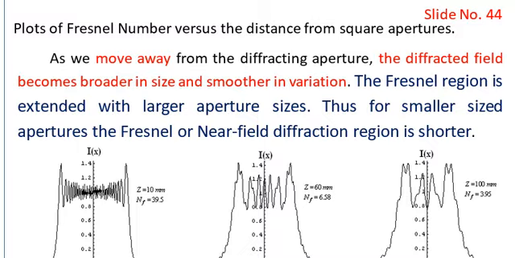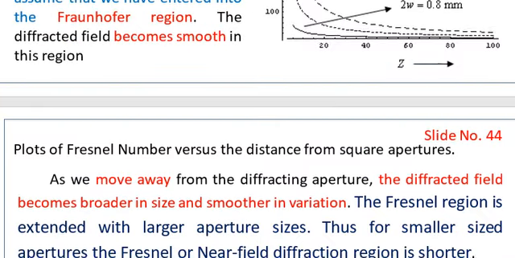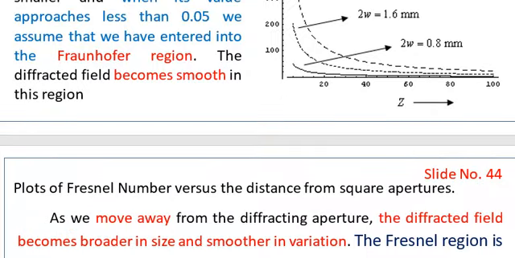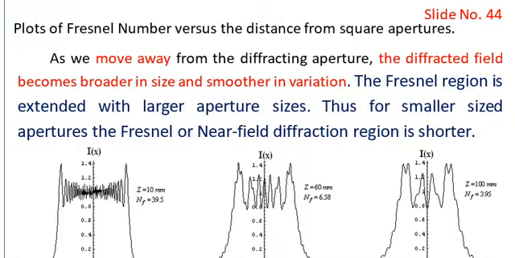Plots of Fresnel number versus the distance from the square aperture. This is what we have shown earlier, in this plot of Fresnel number versus the distance from the square aperture. Now we show more plots. As we move away from the diffracting aperture, the diffracted field becomes broader in size and smoother in variation. The Fresnel region is extended with larger aperture sizes. Thus, for a smaller sized aperture, the Fresnel or near field diffraction region is shorter.